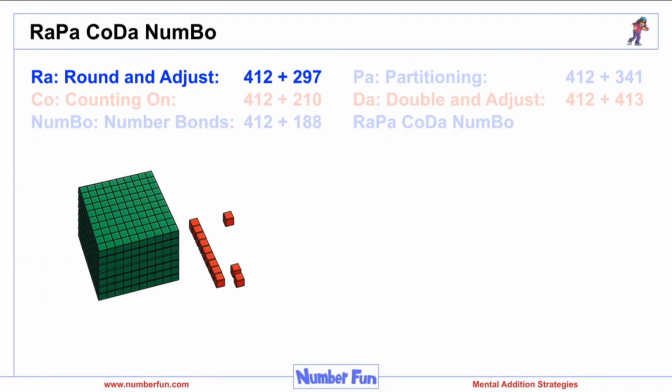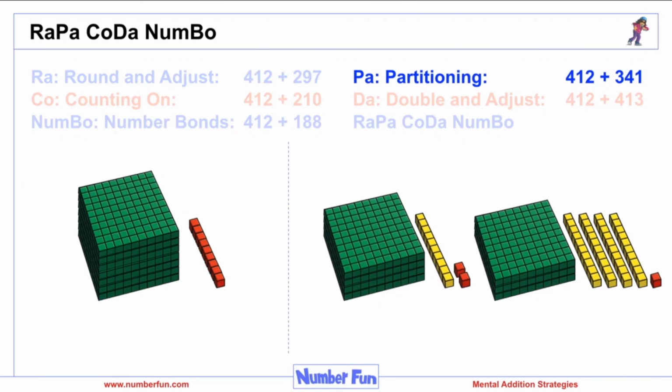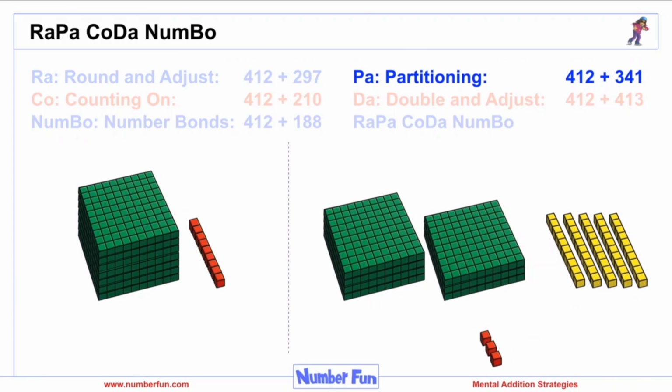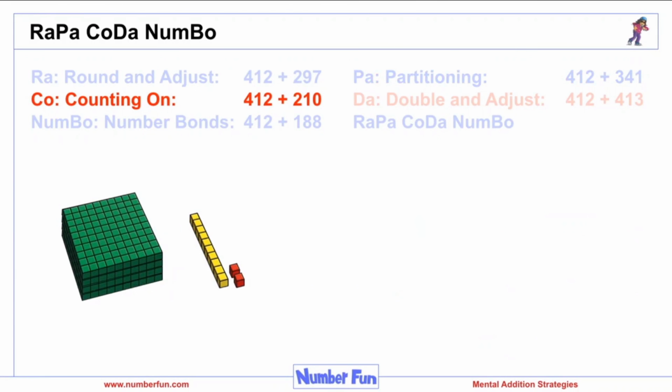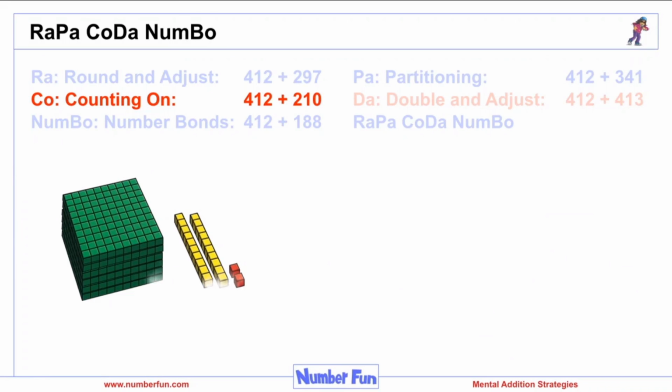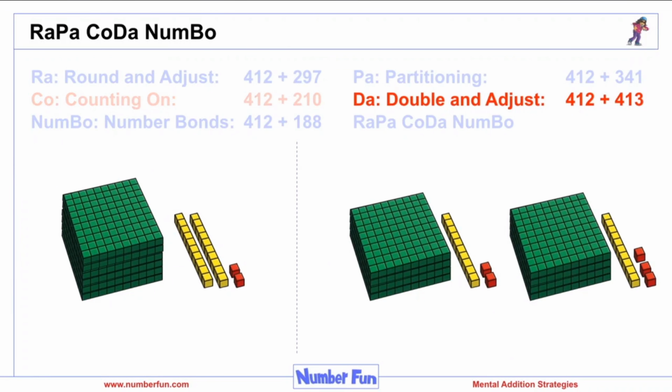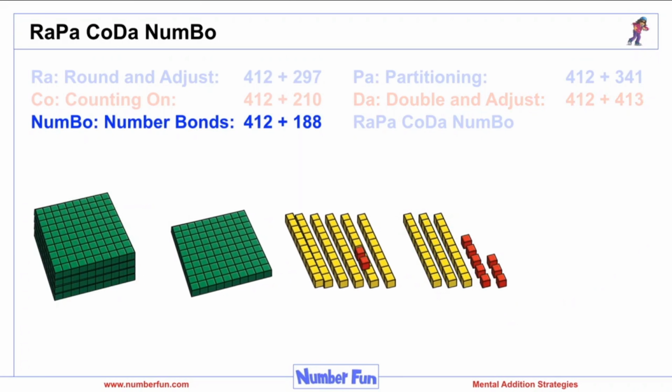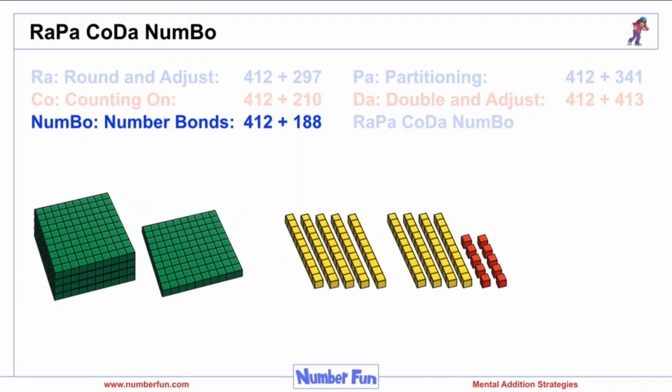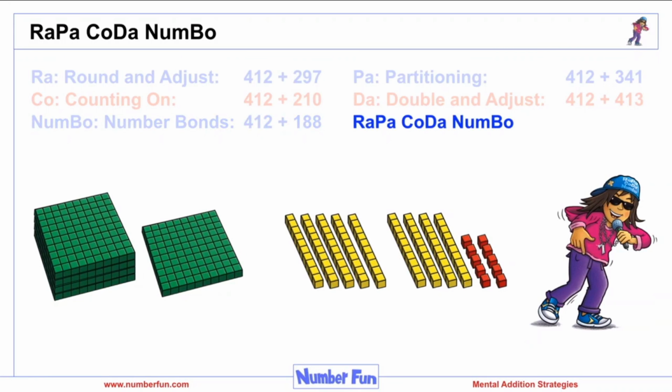Round and adjust, 412 add 297. Partitioning, 412 add 341. Counting on, 412 add 210. Double and adjust, 412 add 413. Number bonds, 412 add 188. Rapa Coda.